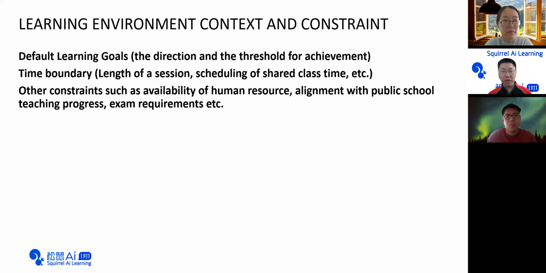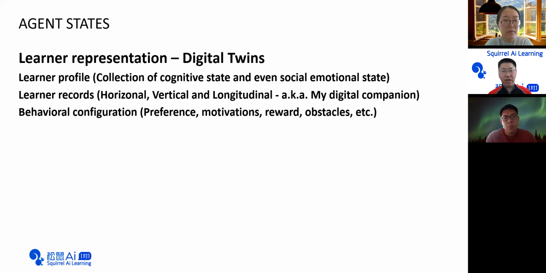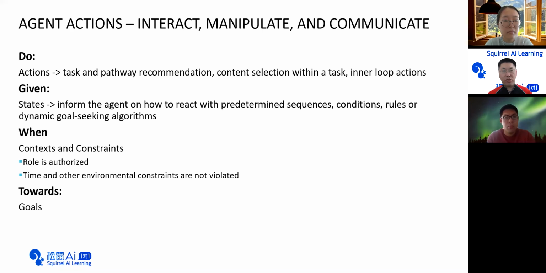We're also talking about the learning environment, the context and constraints. We talk about the agent state and the digital twins that represent the learner. We also want to look at the agent actions. These are the type of do's and given-when-then type of sequence or logic for how an agent makes decisions. Some of this will train the AI model to build the recommendations or policies for making decisions.